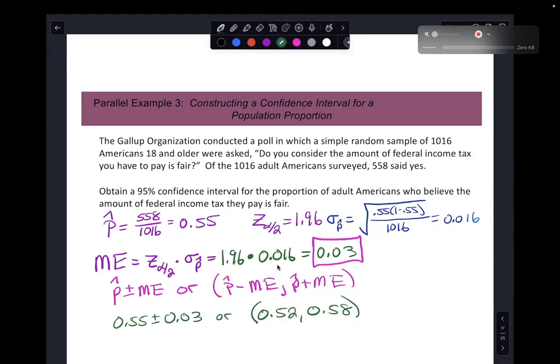So I would state the actual proportion of adult Americans who believe that the amount of income tax that they pay is fair is between 52 and 58%. Or I could say it's 55 plus or minus 3%. Or you could say 0.55 plus or minus 0.03. Either way. Questions on this?